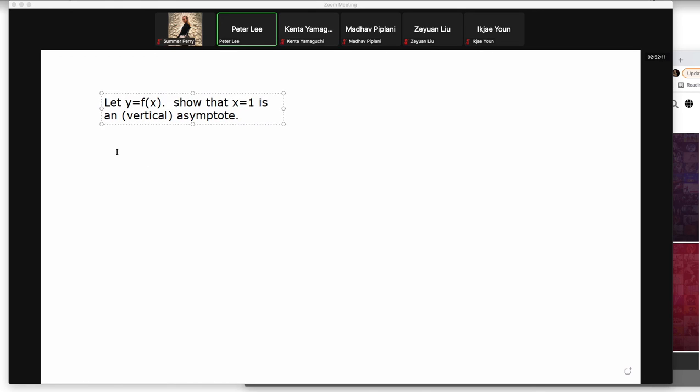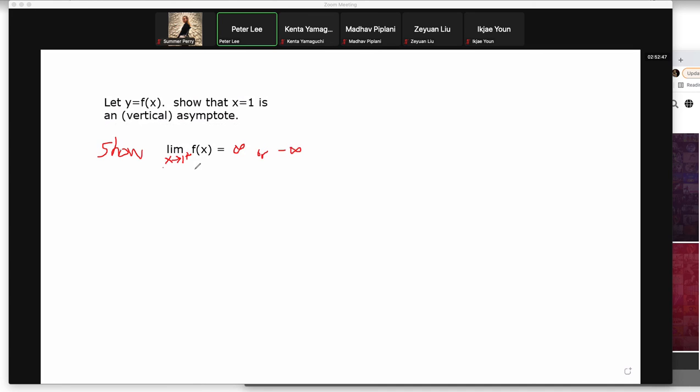You have to show the mathematical form. That means you have to show that the limit of f of x as x approaches 1 plus is equal to infinity, or plus or minus infinity, or minus infinity.